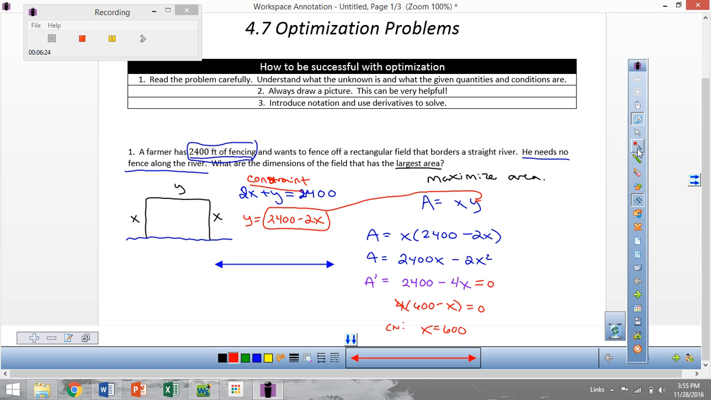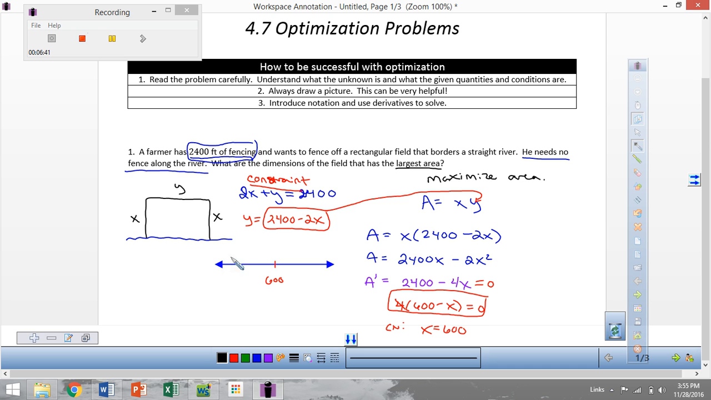Put that number 600 on your number line and test just to make sure that this is a maximum, right? I need to make sure it's a maximum. So what I'm trying to do is maximize this. So I'm going to look here at this 4 times 600 minus x. I'm going to pick something left of 600.